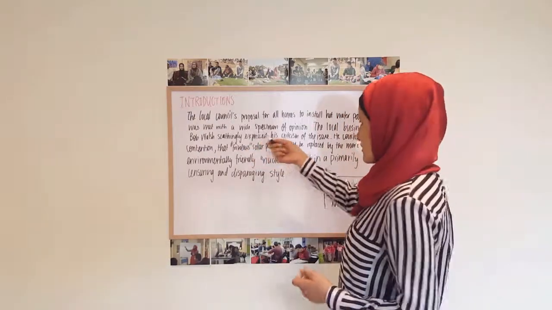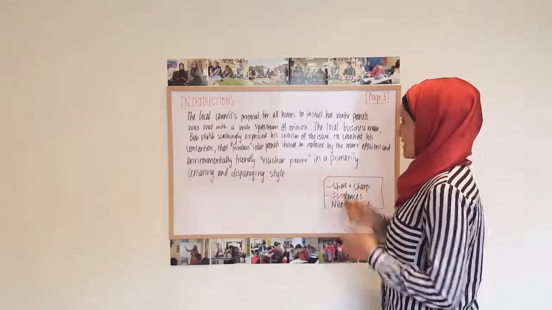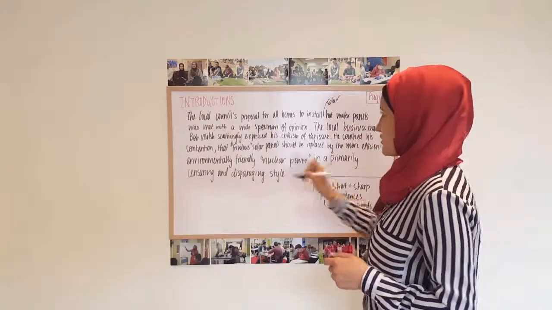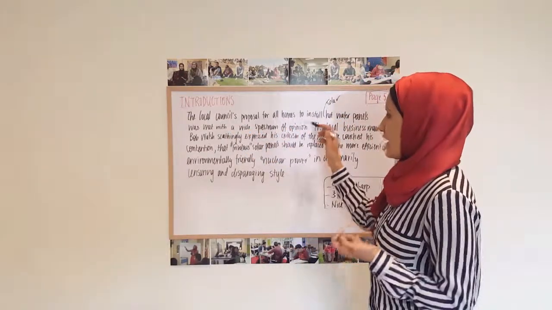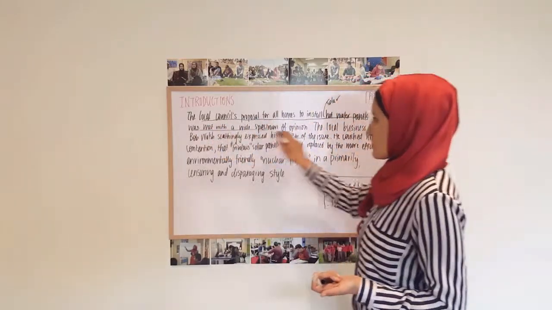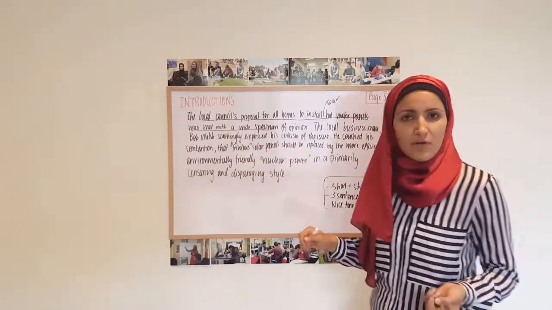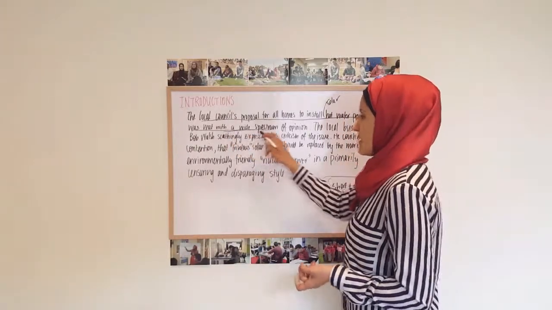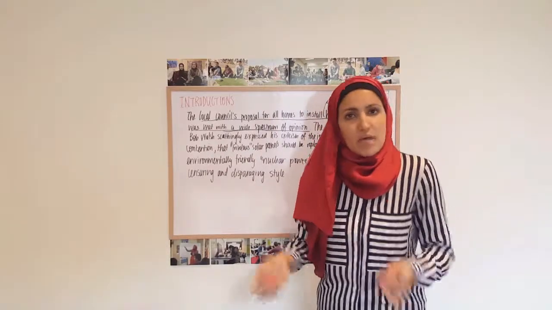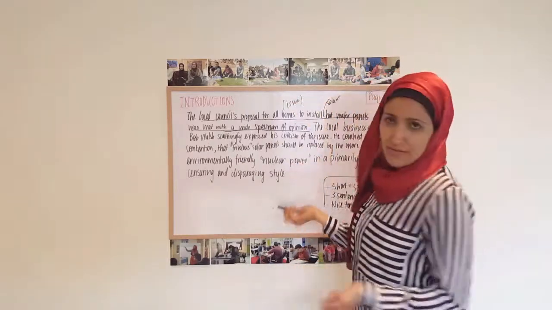So the local council's proposal for all homes to install hot water panels was met with a wide spectrum of opinion. To install solar hot water panels. So this is the issue. So the local council proposed that all homes have to install solar hot water panels. And then the sentence that I used, which you'll remember from previously, was "met with a wide spectrum of opinion." That was one of my example sentences, and I wanted to use that one for here, so I did. So this is the issue, the council's decision.